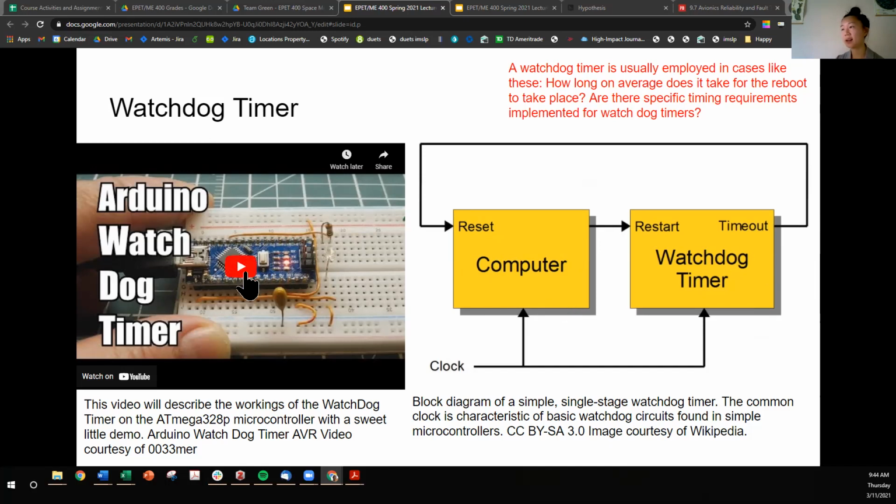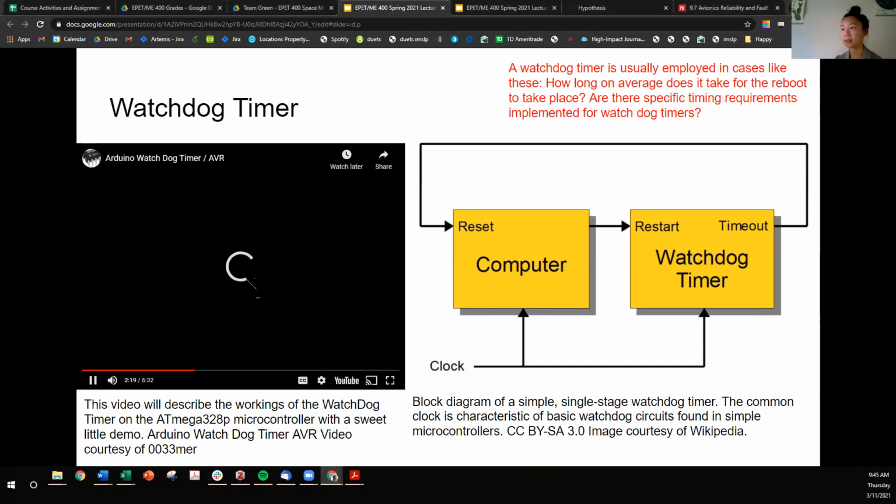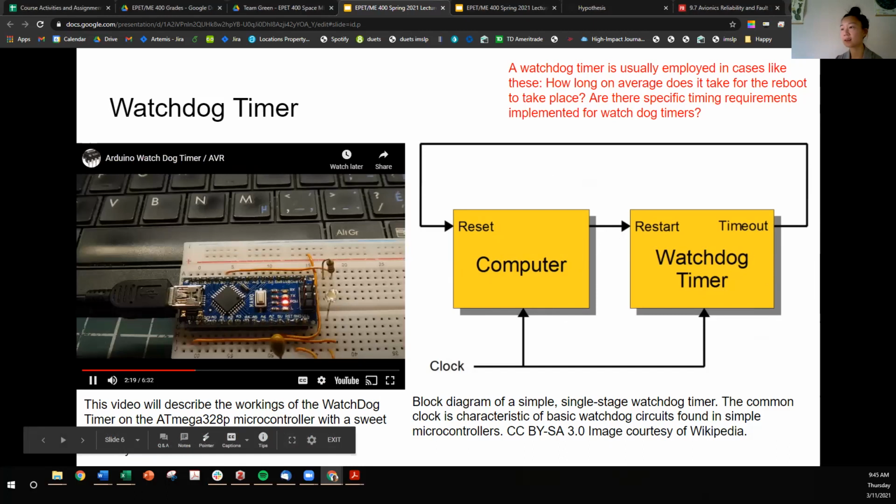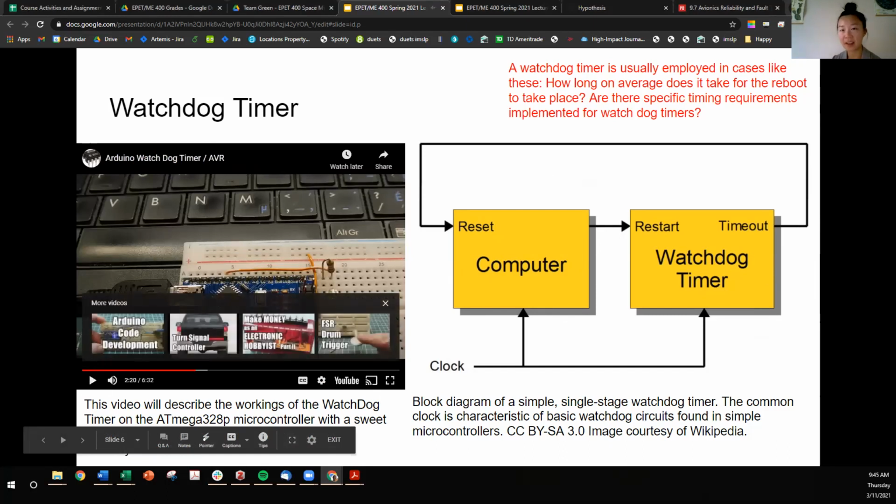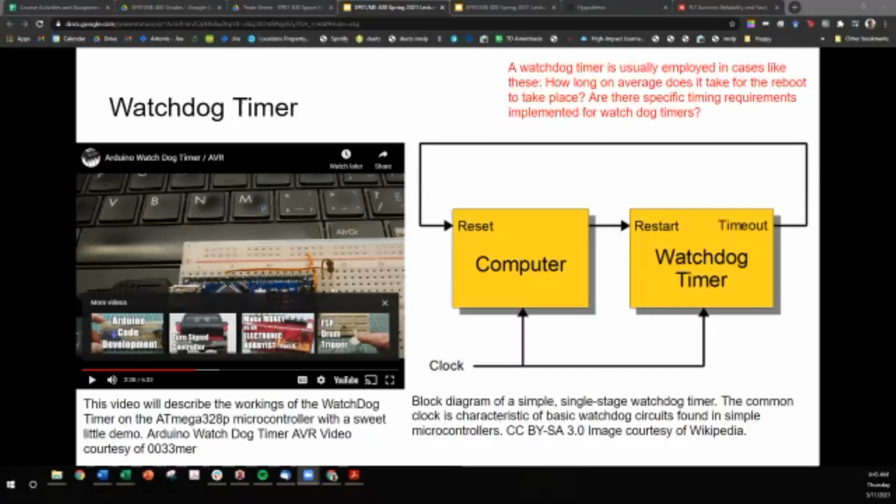So here is a video of someone demonstrating this with a very simple circuit and board. So I'm going to activate the... Oh my gosh, okay, one sec. Okay, so let's watch the video.